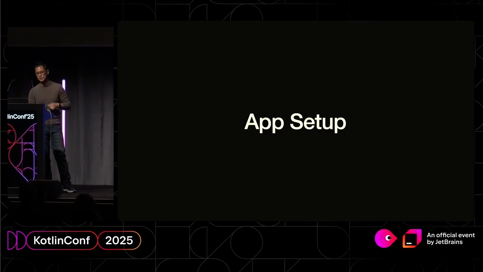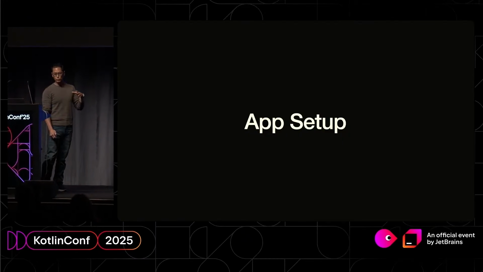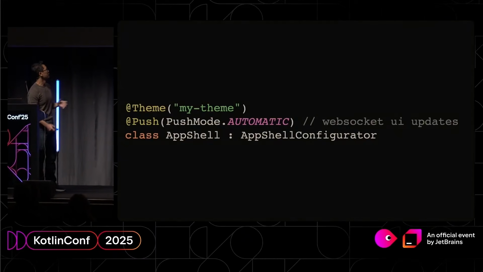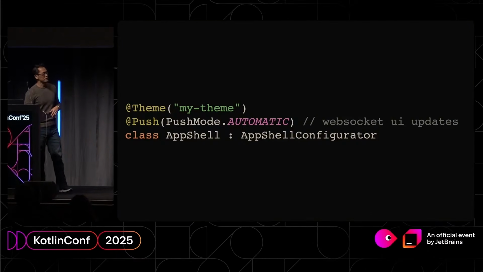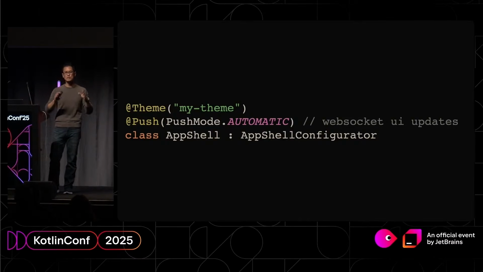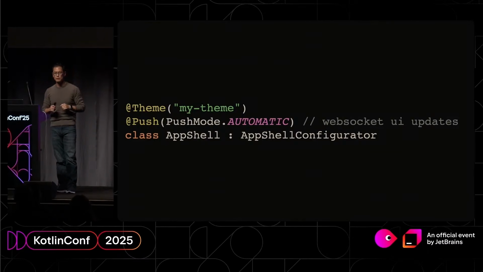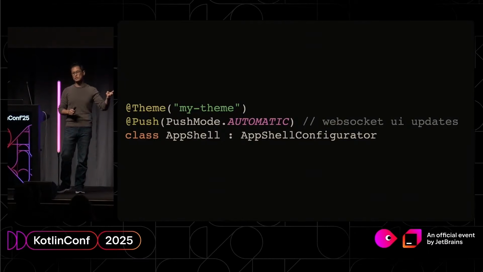OK, let's talk about the app itself. So Vaadin requires just one thing, really. Well, two things, but one thing to start is just this. This app shell is basically saying to Vaadin, I'm a Vaadin app. I'm extending off this AppShellConfigurator. And I'm just setting two annotations to configure it.